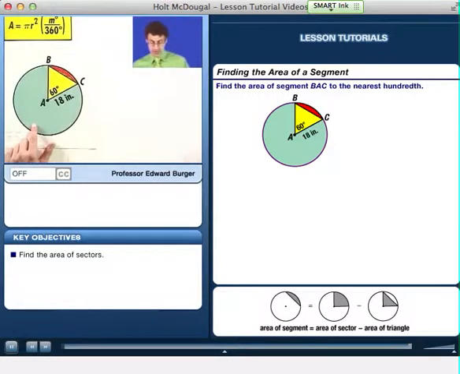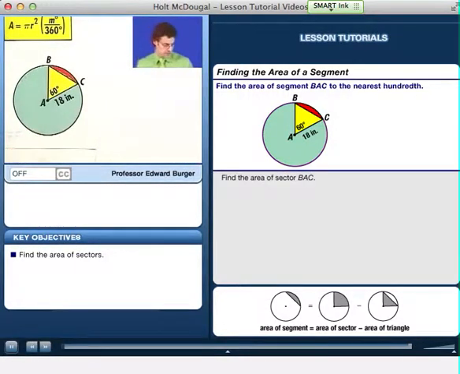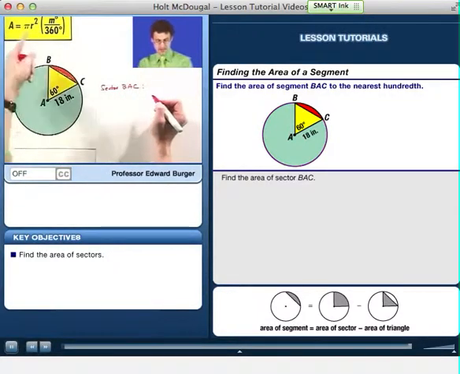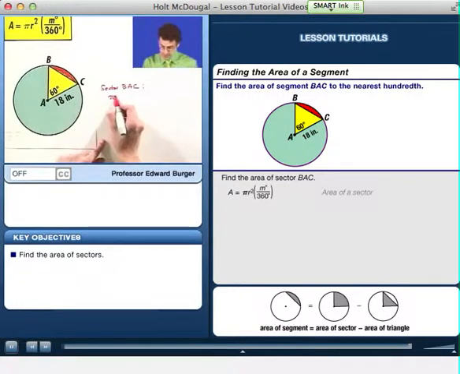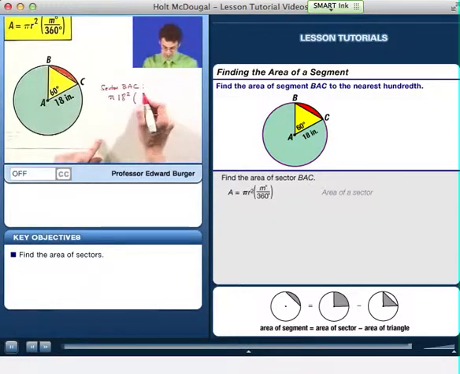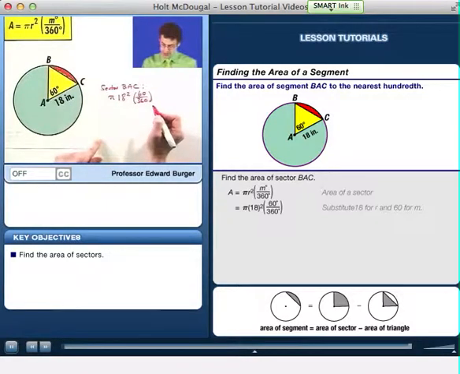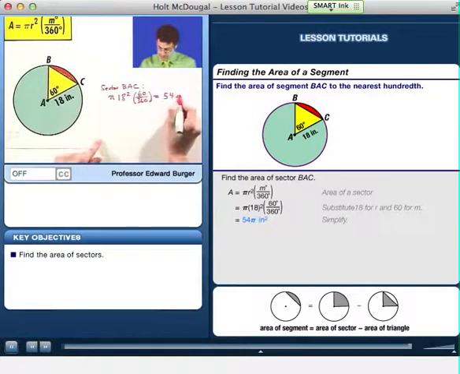The area of the sector BAC is going to be easy. I just use the formula. I see pi, r squared is 18 squared, times the appropriate ratio, which is 60 degrees over 360. That's 1/6. And so this is going to be equal to 54 pi when we simplify that down. Okay, great.